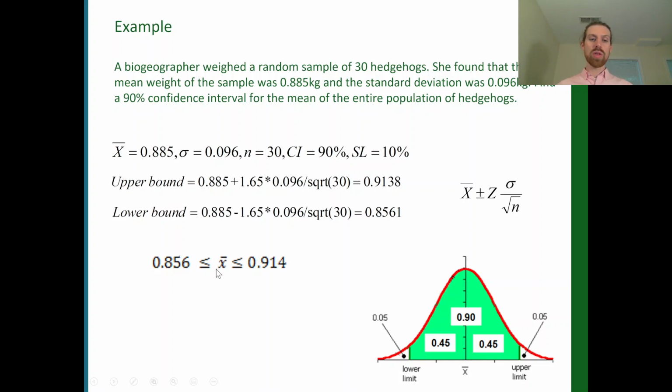Okay, so we know that if we're going to be 90% confident in our prediction, this sample mean x bar is going to be between 0.856 and 0.914. We're going to cover this again in R, so don't worry about it. I'm sure you'll be able to pick up the understanding as we move into the laboratory, and hopefully you now start to see how we piece this together.